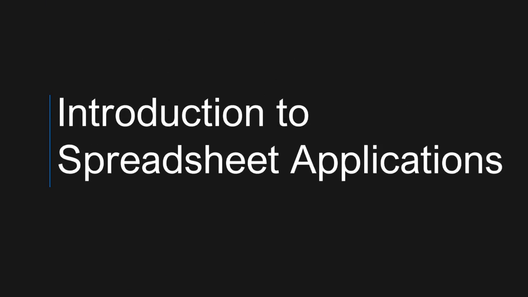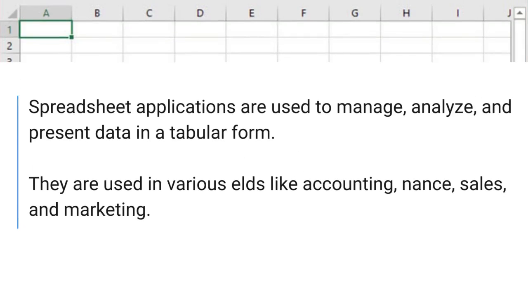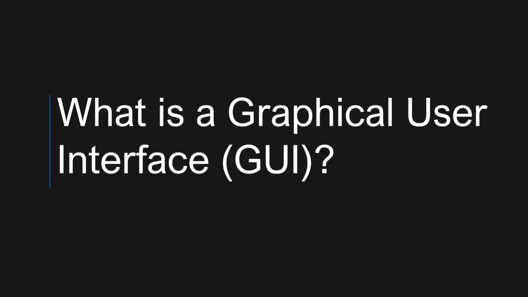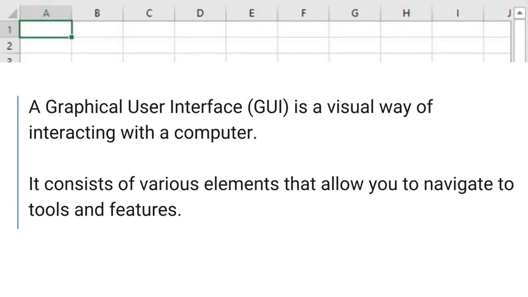Understanding the graphical user interface. Spreadsheet applications are used to manage, analyze, and present data in a tabular form. They are used in various fields like accounting, finance, sales, and marketing. What is a graphical user interface? A graphical user interface is a visual way of interacting with the computer. It consists of various elements that allow you to navigate to tools and features.